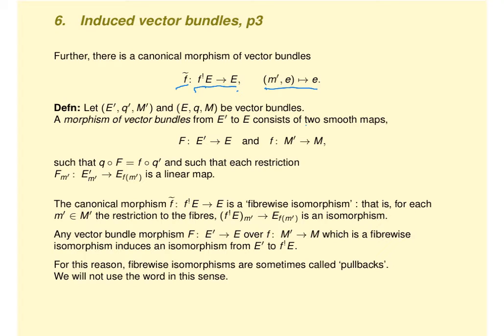So here's the general definition. Given two vector bundles, and these are completely arbitrary, E prime, Q prime, M prime, and E, Q, M, this is not a pullback situation. Given any two vector bundles, a morphism from the primed vector bundle to the unprimed consists of two smooth maps, a capital F from E prime to E, and a small f from M prime to M. And these must commute with the bundle projections. And as a consequence of that, each M prime gives a restriction of F to a linear map from E prime over M prime to E over f of M prime.